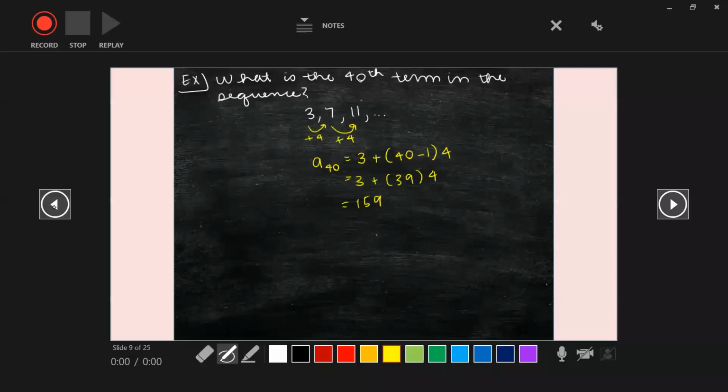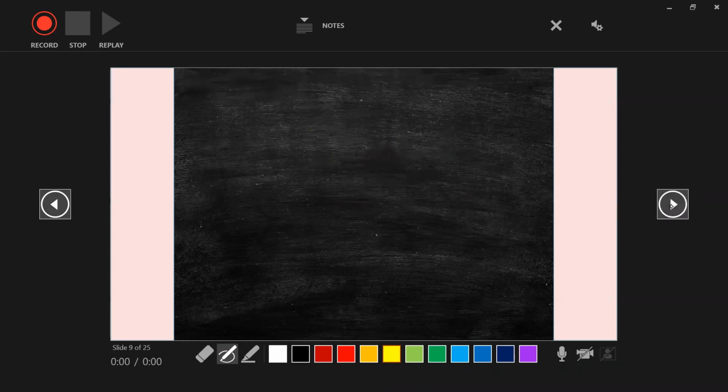I didn't explain this one. So we added 4 each time. We decided that we were looking for A sub 40. We had 3 for our initial condition. 40 was n, and D was equal to 4. And then we just solved.